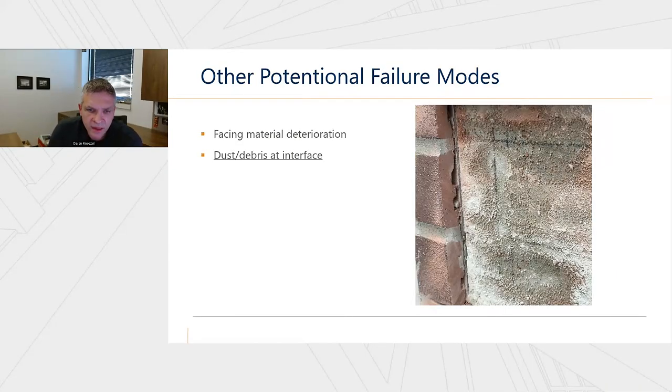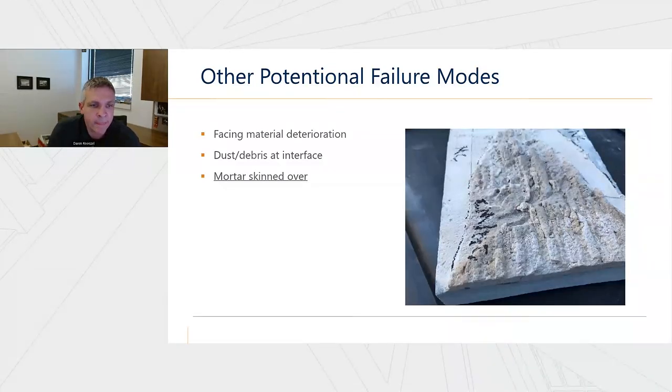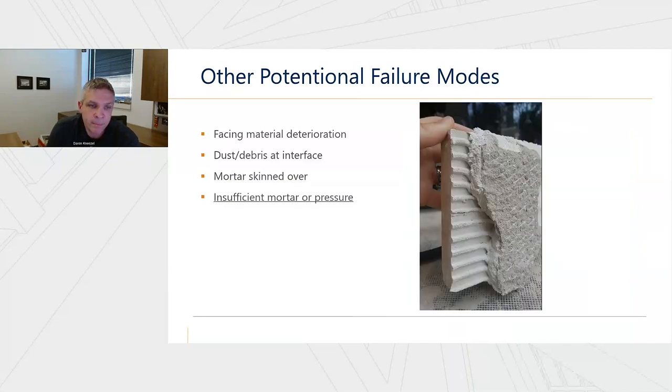Dust and debris at the interface can interfere with bonds, so dust in the environment due to other operations, just being careful about that. Mortar skinning over, so allowing the mortar to cure too long before installing the unit so you don't get adhesive bond and you don't get that squeeze out. Insufficient mortar or insufficient pressure to achieve the squeeze out and still having uncollapsed mortar trowel ridges.